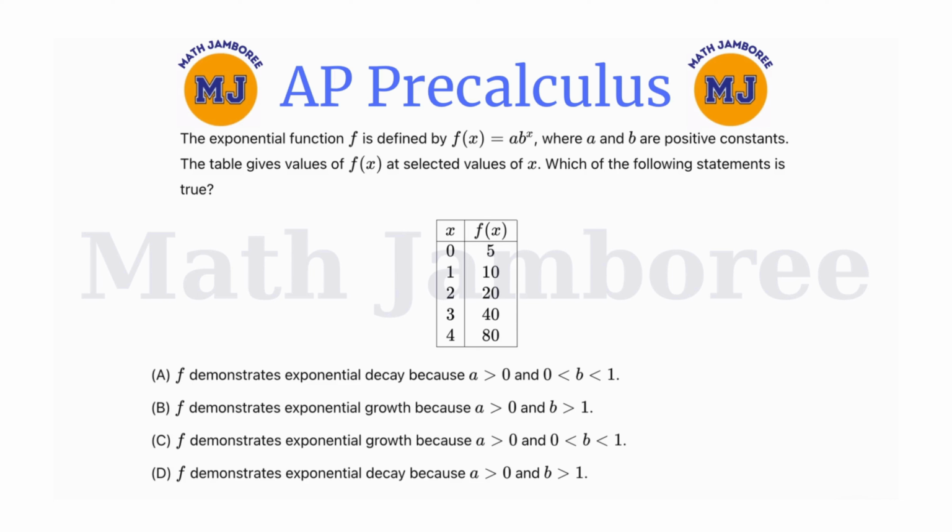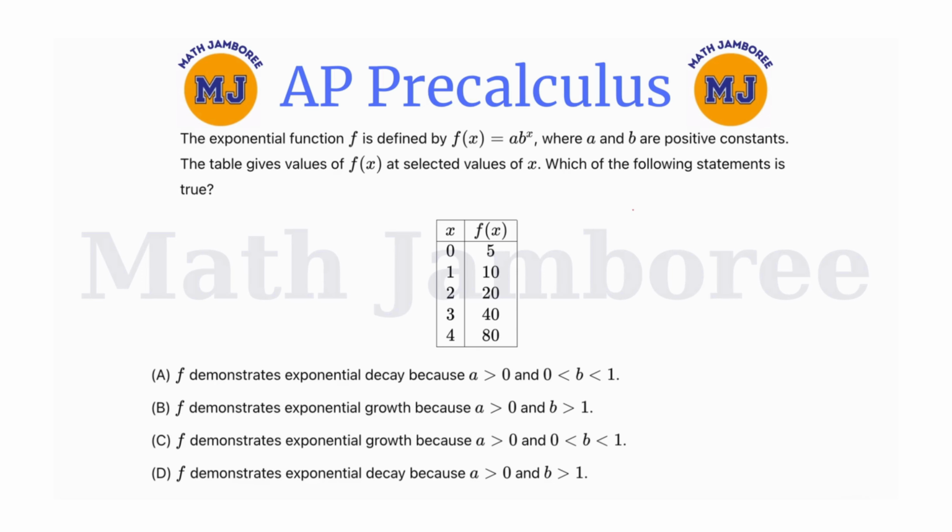In this video, we have another AP Precalculus type of question from the topic of exponential function. Let's solve it together. The exponential function f is defined by f of x equals a times b to the power of x, where a and b are positive constants. The table gives values of f of x at selected values of x. Which of the following statements is true? X values are given 0 through 4 and the y values are given 5 through 80.